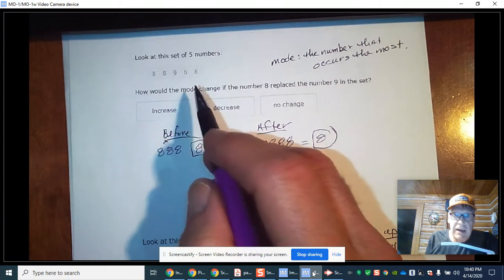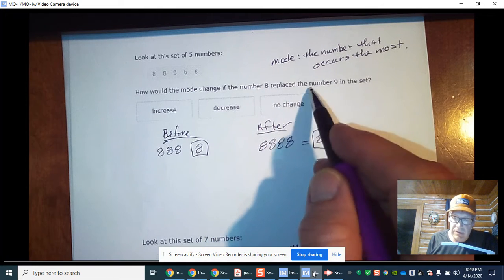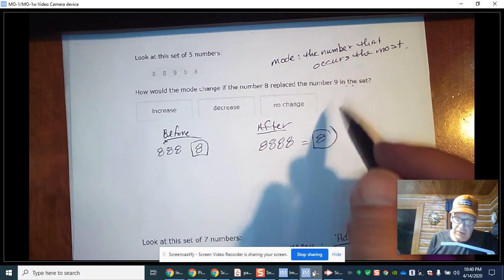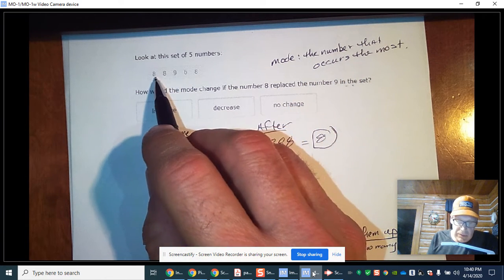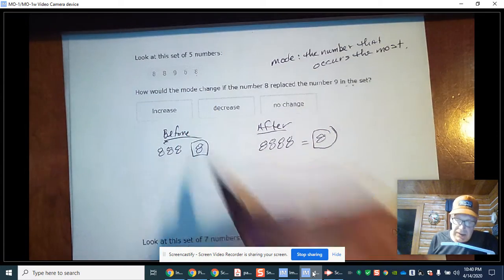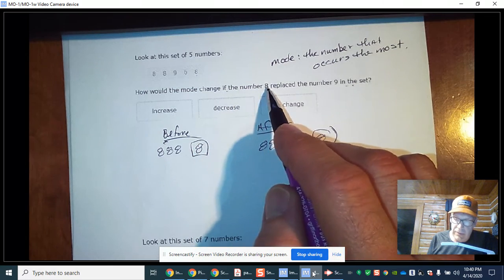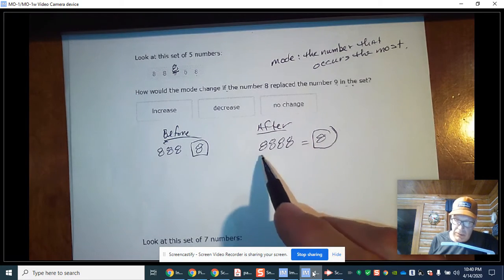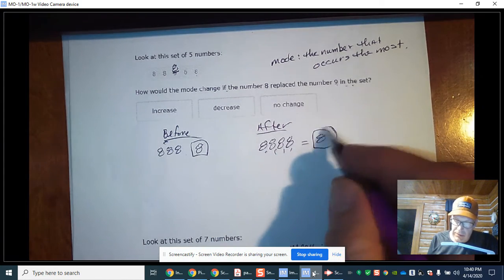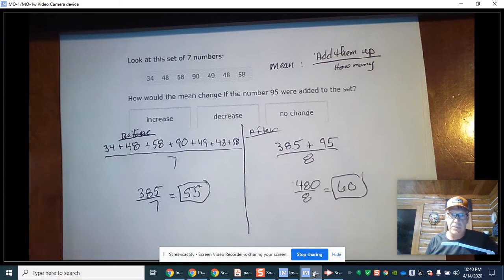So I get a set of 5. It says, how would the mode change if the number 8 replaces the number 9 in the set? The mode is the number that occurs the most often. If you look, the mode's easy: 8, 8, 8, three 8s. That's my mode. Now, how would it change if the number 8 replaced the 9? That's an 8. Instead of having three 8s, now I have four. So it's still the same. There would be no change. That one's pretty easy.